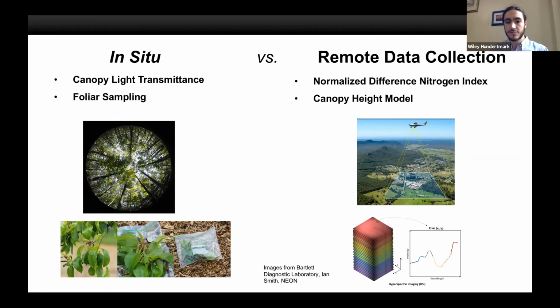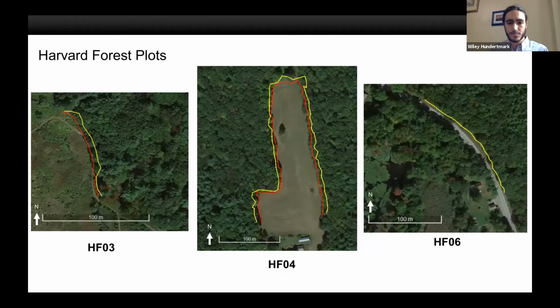And there's a big difference between these two different data types, in that with one, you actually have to physically go out into the woods to collect data, and the other you can do from a distance. In situ data is oftentimes more difficult. It's more labor intensive, more time intensive, and oftentimes more expensive than remote data, which can get a lot of data very quickly. So it might be better for scaling up these measurements.